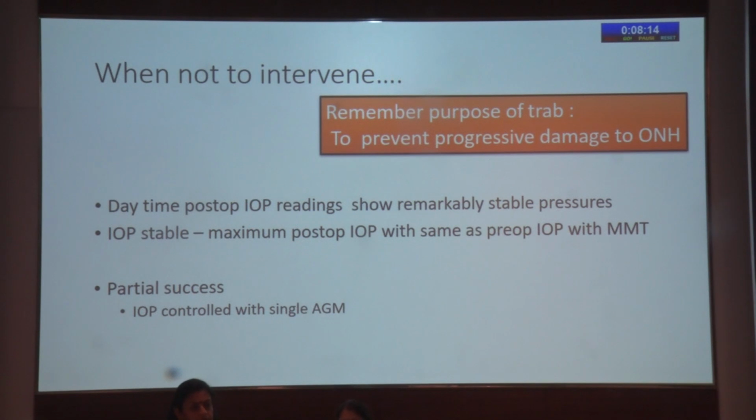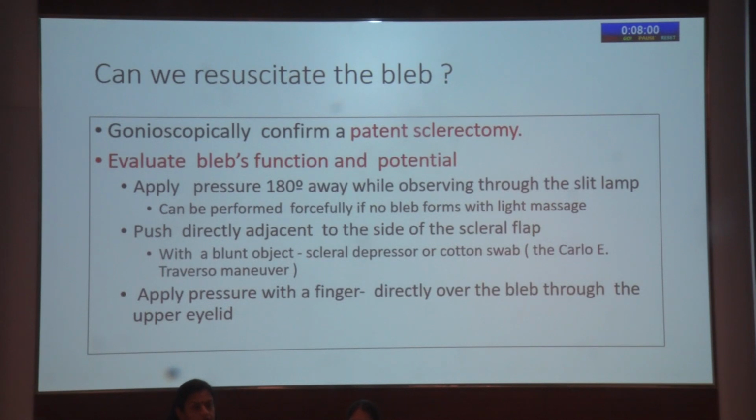If the IOP is stable, and the maximum post-op IOP is the same as the pre-op IOP with MMC, then also you should wait for intervention. Even if you want to start a single AGM, it's okay, because this can be considered a partial success. So can we resuscitate the failing bleb?